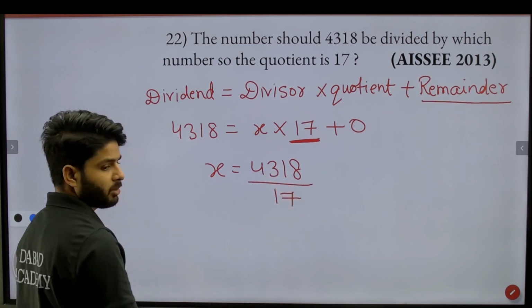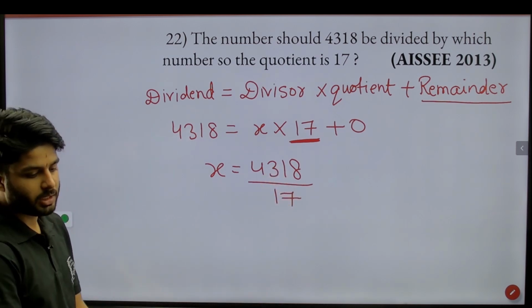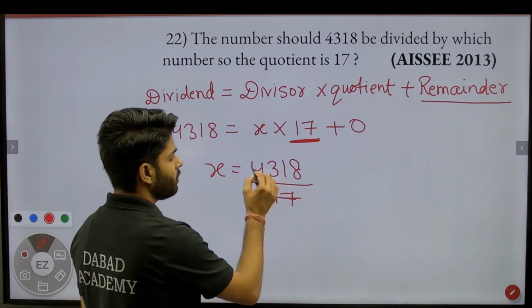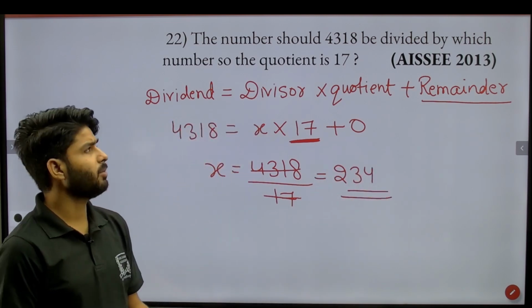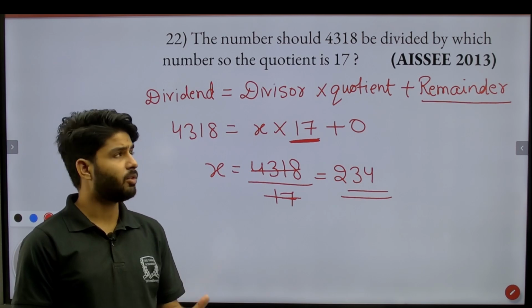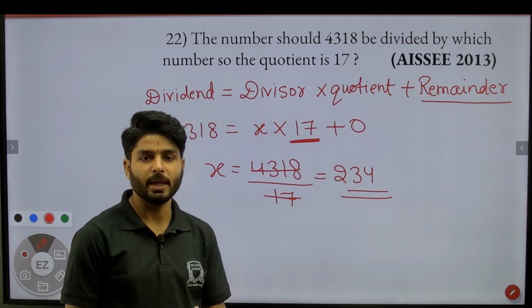Now both numbers are divisible by 17. When we divide this number by 17, that is equal to 234. So the answer is 234. It means अगर हम 4318 को 234 से divide करेंगे, then our quotient will be 17.